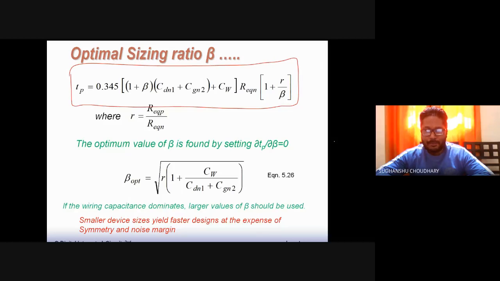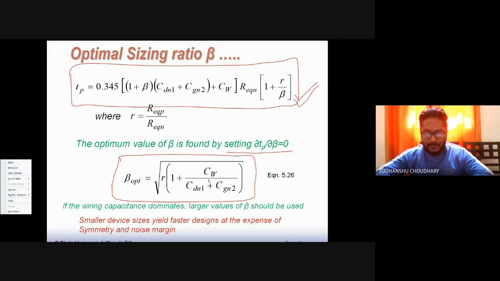Now to find out the optimum value of beta from this equation, what we do is we partially differentiate this equation by beta and then equate this to 0, and then try to find out beta. That is, we differentiate the delay equation with respect to beta, equate it to 0 and find beta. That beta is my optimum beta, that is the optimum scaling factor, and that comes out to be equal to square root of R times 1 plus CW by CDN1 plus CGN2.